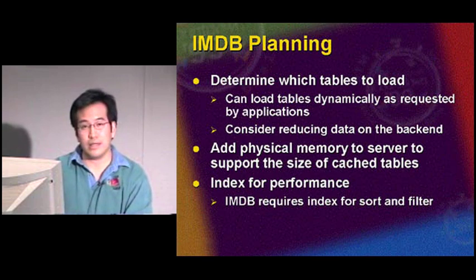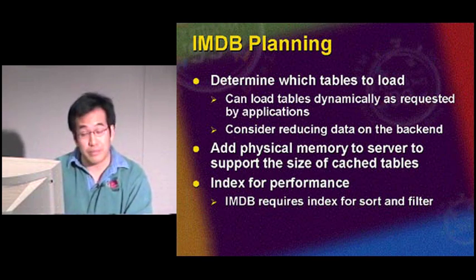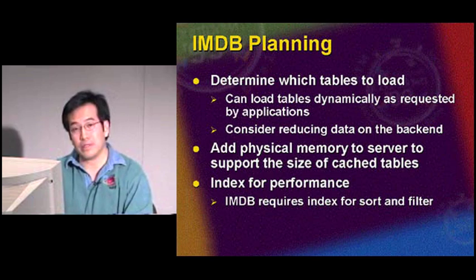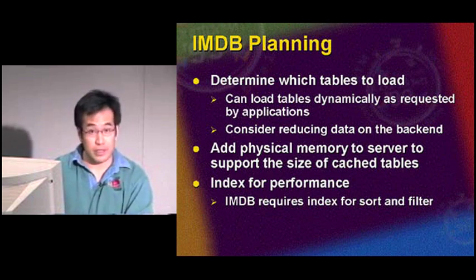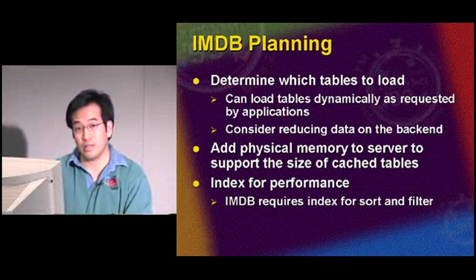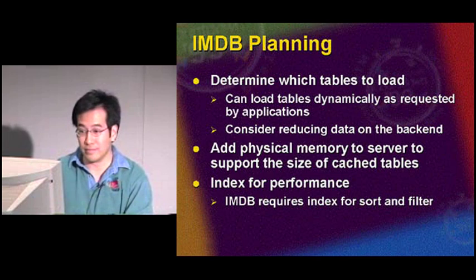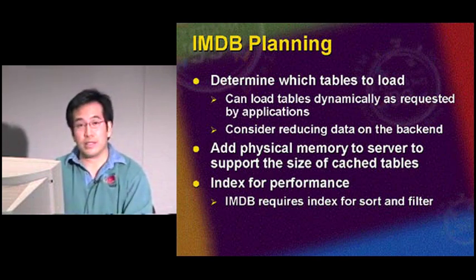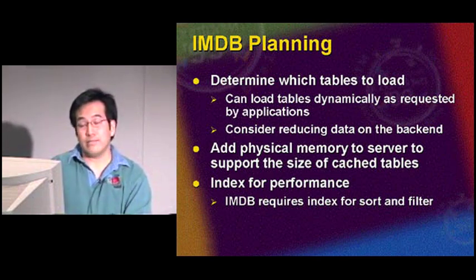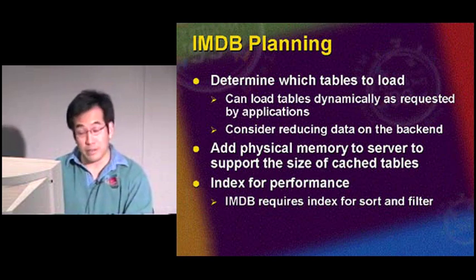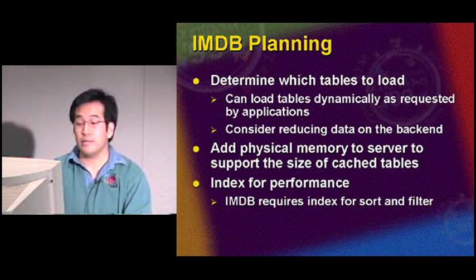IMDb is a completely in-memory solution for caching data. So it is important to make sure that there is enough physical memory loaded onto the server to handle all of the tables that you've determined would be valuable in IMDb cache. It's also important to consider that the usage of the IMDb data may be different from what it was used for in SQL Server and Oracle.